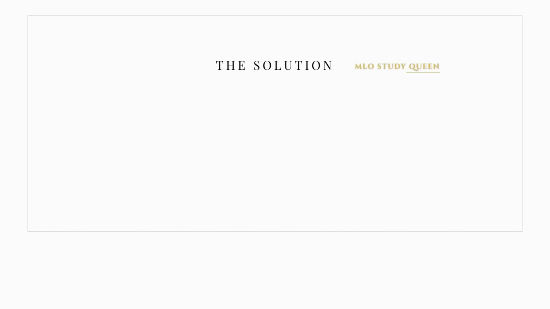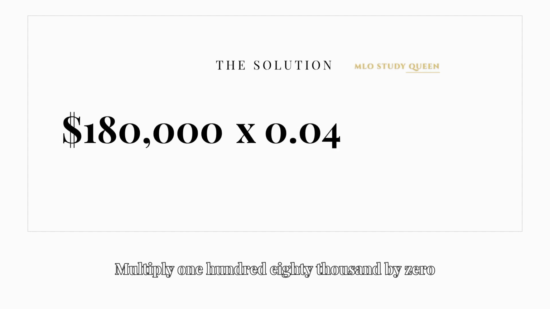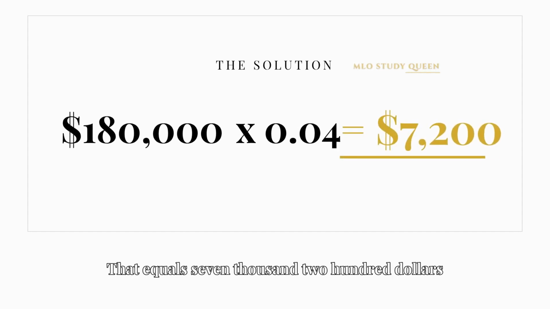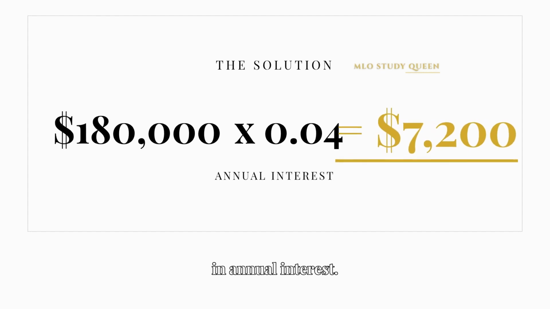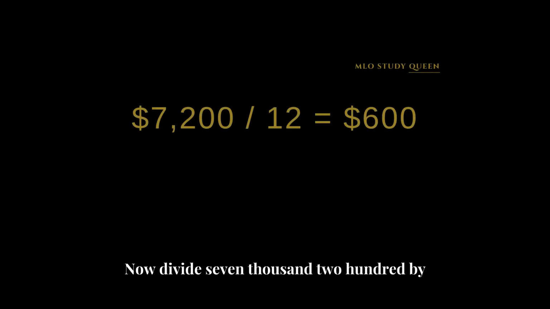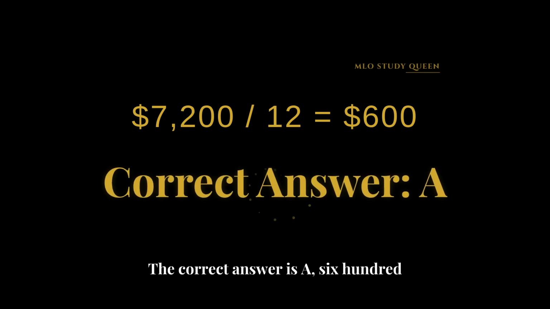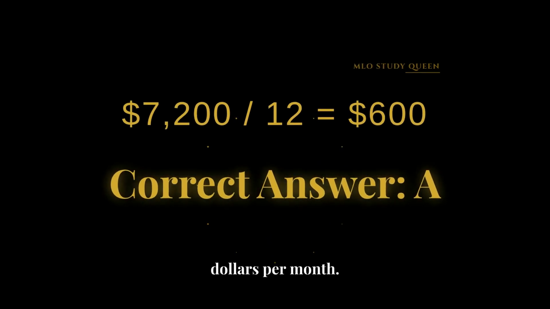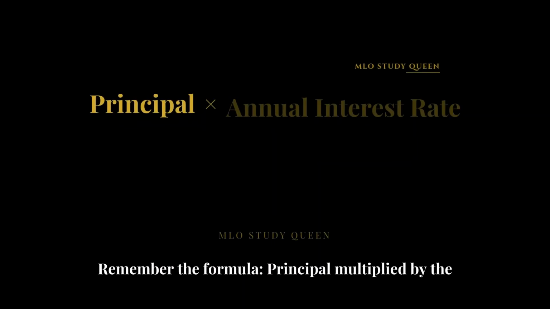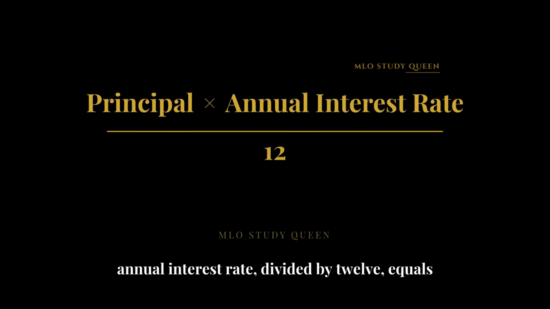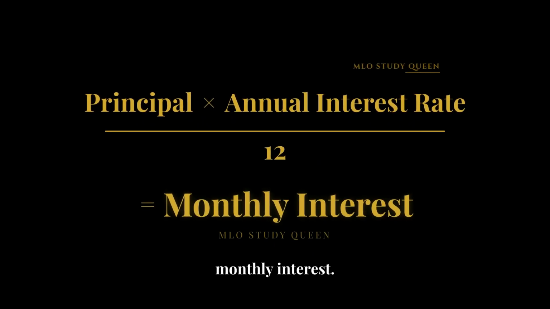Here is the solution. Multiply 180,000 by 0.04. That equals $7,200 in annual interest. Now divide 7,200 by 12. The correct answer is A, $600 per month. Remember the formula. Principal multiplied by the annual interest rate divided by 12 equals monthly interest.